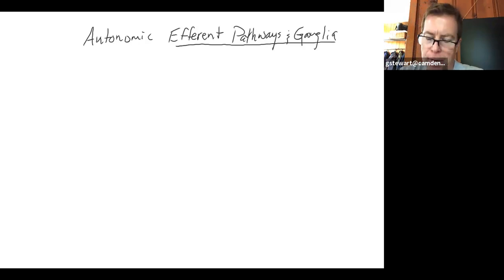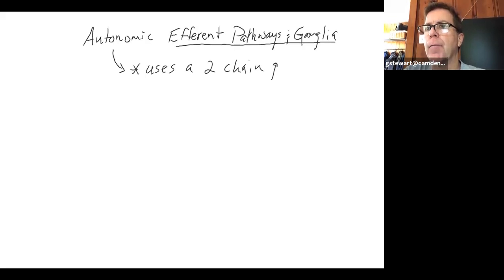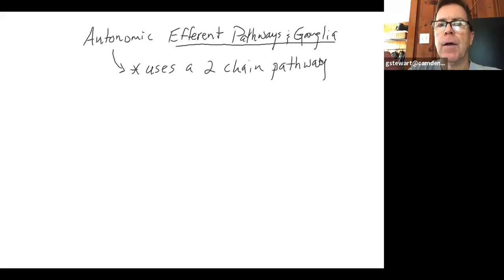So efferent pathways and ganglia, the autonomic nervous system uses a two-chain pathway, unlike the somatic division. So that if you understand the basics of this, the rest of the discussion will be easier to understand.